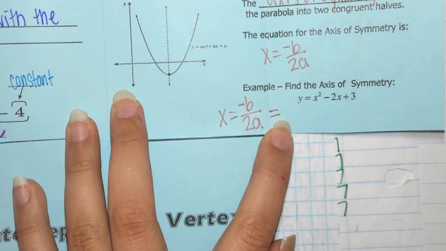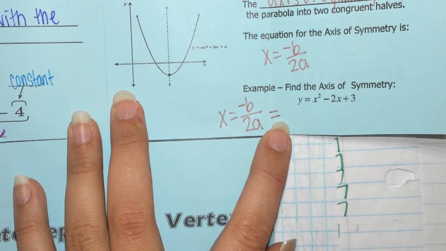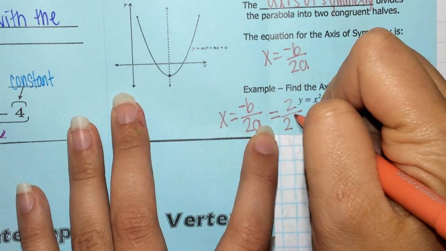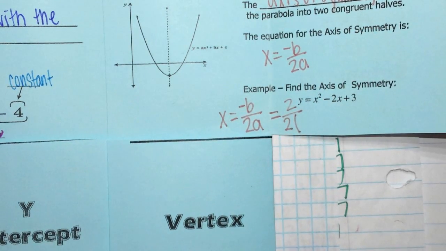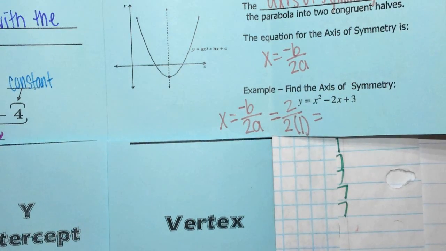Alright, so what's our b here? Negative 2. So what's the opposite of negative 2? Positive 2. Take a point. Divided by 2 times, what's our a? It's the number in front of x squared. 1. Yes. That's what I was asking. I know, but I didn't want to get ahead since I would have to explain it to everybody.